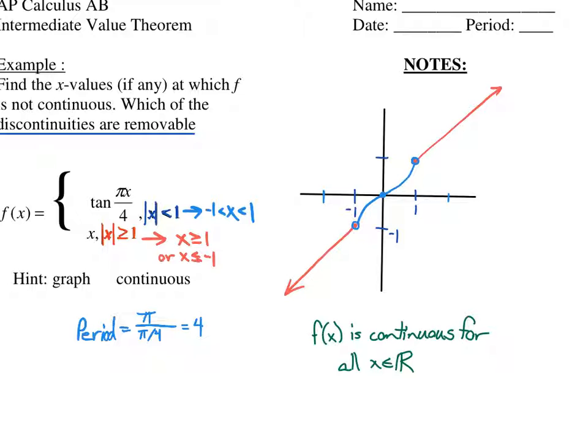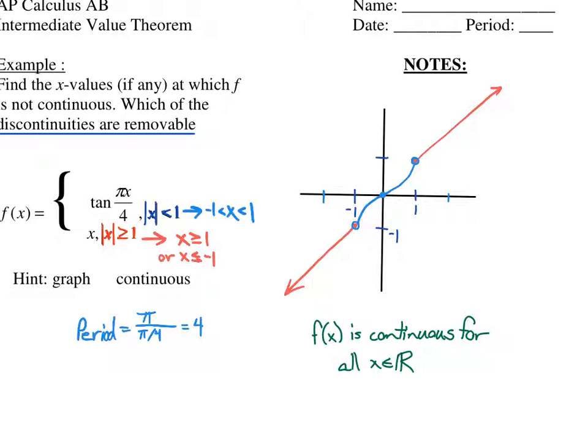Why is it open? It cannot equal one, well, with this piece it can't, but then the line fills it up. So it is continuous there. All right. Any questions so far?